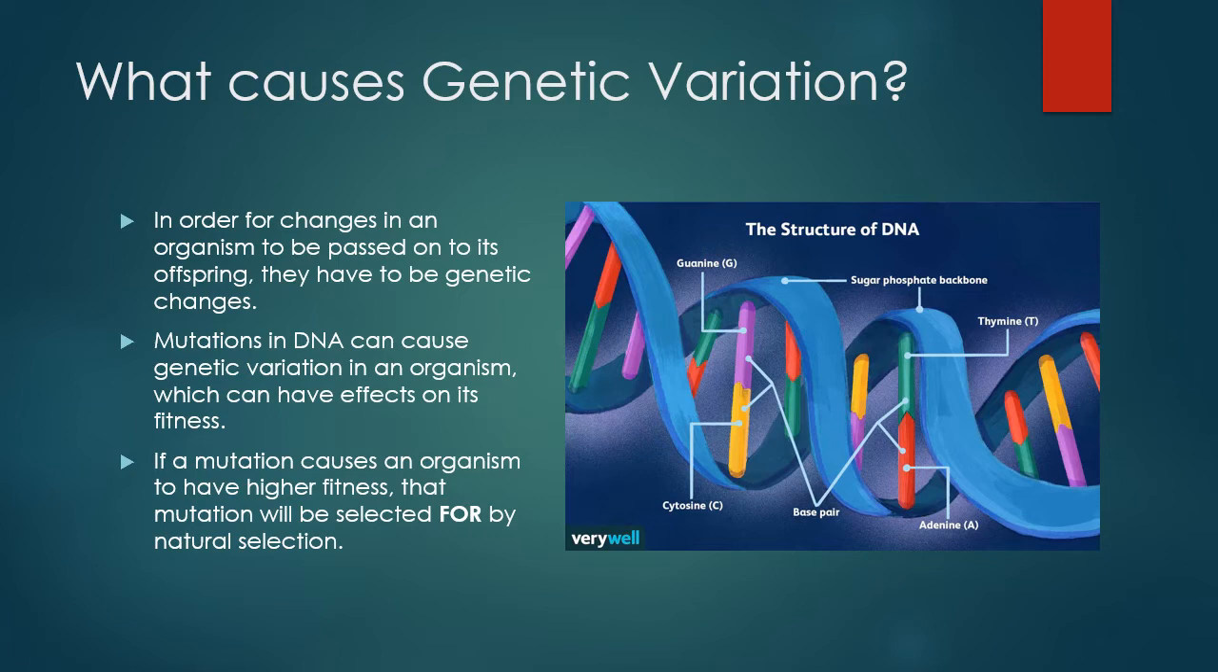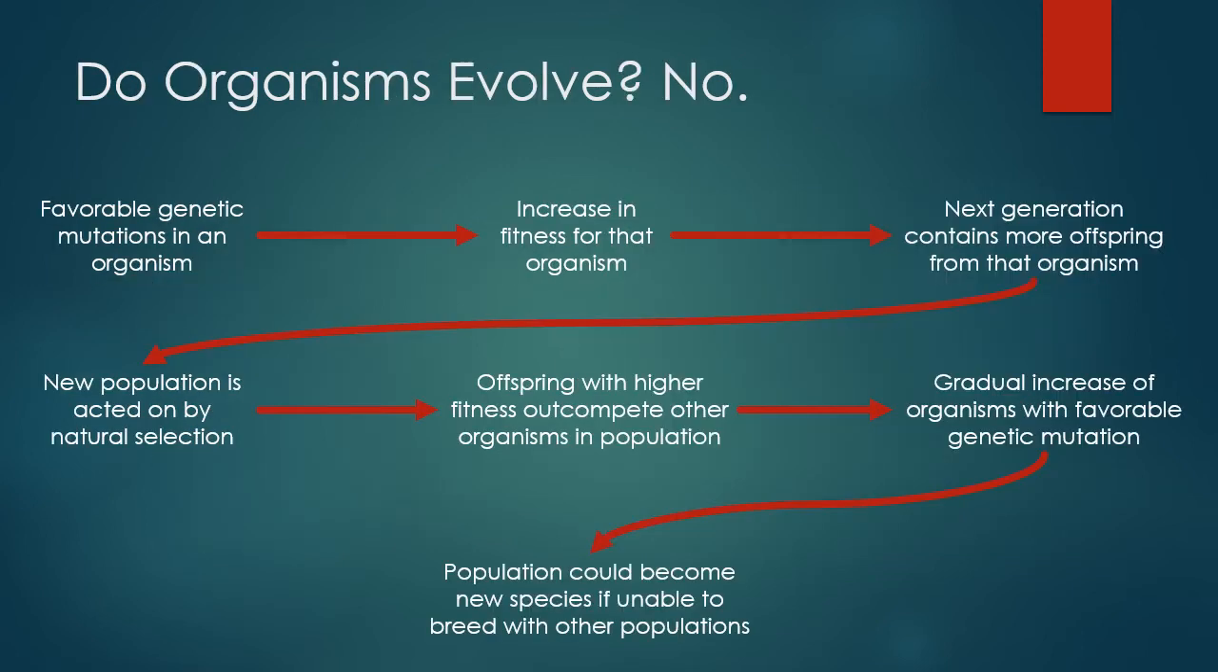In this case, we're just talking about one single organism. If a mutation causes an organism to have that higher fitness, that mutation in that gene, that brand new genetic code, will be selected for by these natural selection effects. One thing that gets students very confused a lot of the time is, do organisms evolve? Like, do you evolve? Do I evolve? No, when we're talking about evolution, it's just to do with species.